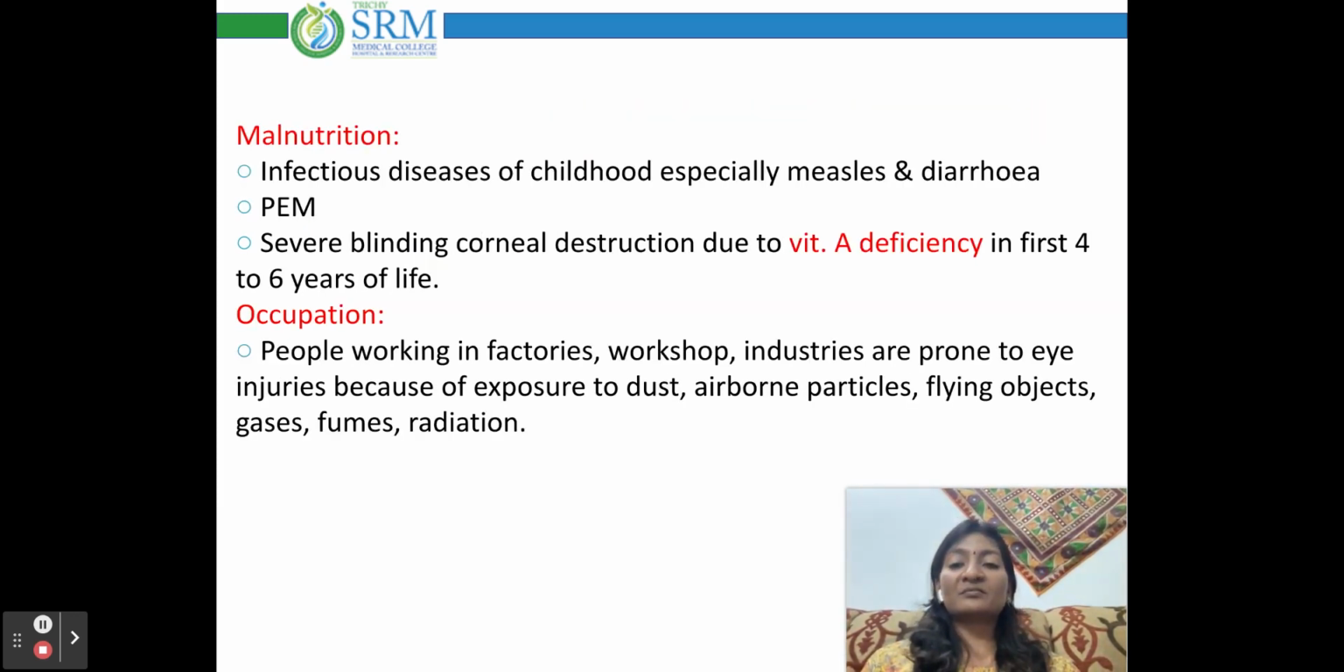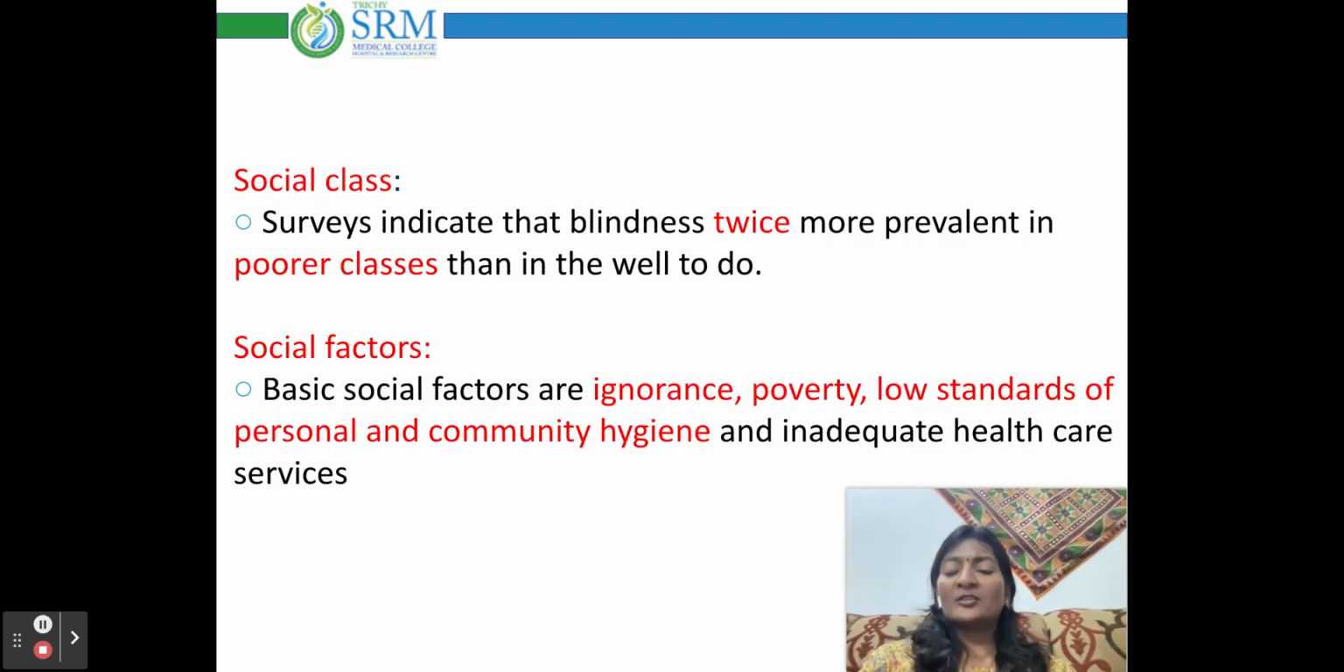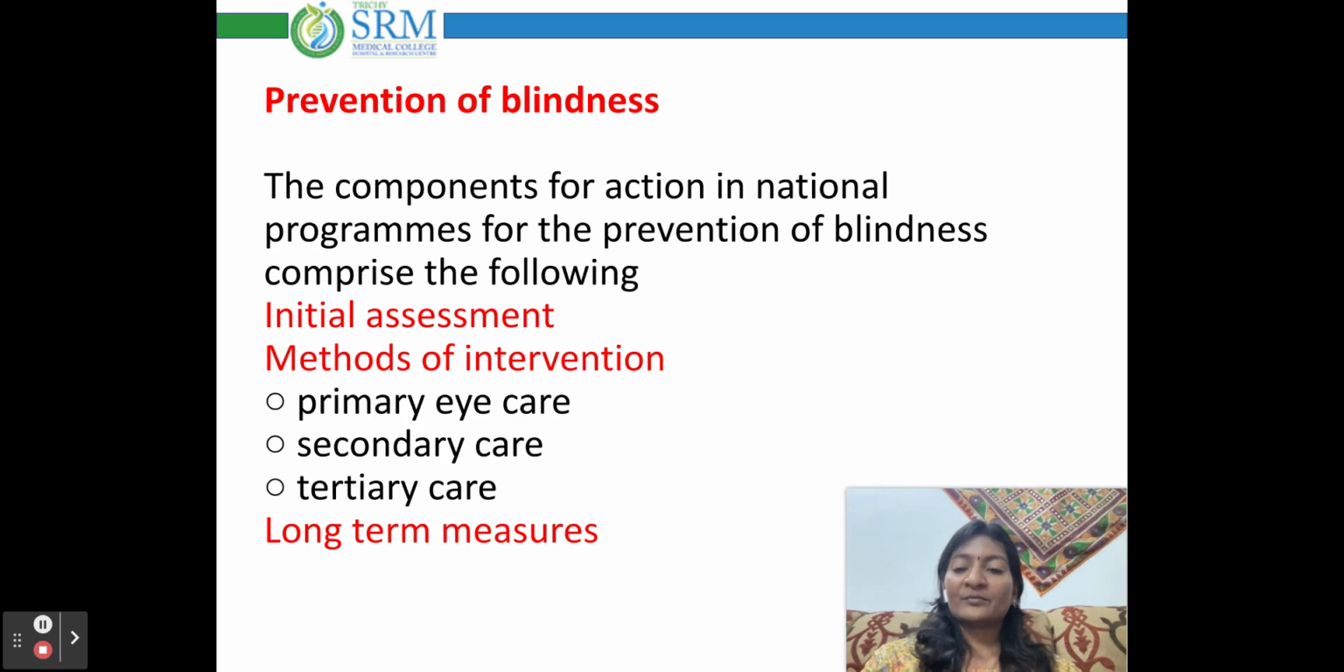And malnutrition, mainly protein energy malnutrition and severe blinding corneal xerosis due to vitamin A deficiency in the first 4 to 6 years of life. Social class: surveys indicate that blindness is twice as prevalent in poorer classes than in the well-to-do. And other social factors such as ignorance, poverty, low standards of personal and community hygiene, and inadequate healthcare services.